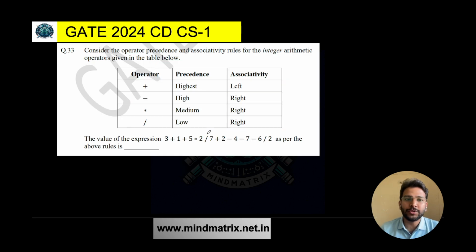Let's proceed to the next question now. This is based on operator precedence and associativity rules. It is also a very simple question. Just on the basis of precedence and associativity, you have to find the value of this expression that will come out based on the rules given to you, right? So let's solve this question.